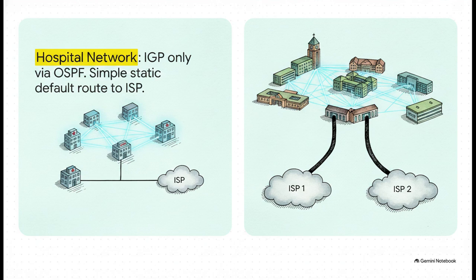And this brilliantly illustrates when BGP is actually necessary. Take a hospital network with 5 campuses, routing internally with OSPF. At their edge, they just use a simple static default route pointing to their single ISP. It's simple, it's reliable, and they literally never need to touch BGP. But compare that to a large university. They might run OSPF internally, but they also own their own AS number, AS 11537, and they connect outward to 2 different ISPs for massive redundancy. That kind of complex, multi-homed external routing is exactly what BGP was built for.